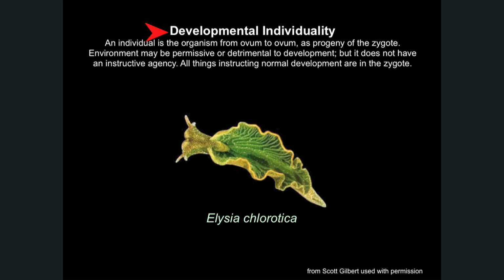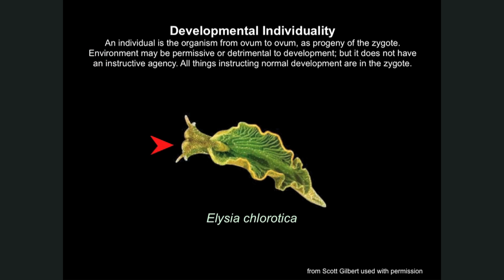Developmental individuality. The individual is an organism from ovum to ovum as progeny of the zygote. Environment may be permissive or detrimental to development, but it does not have an instructive agency. It doesn't help the animal along.